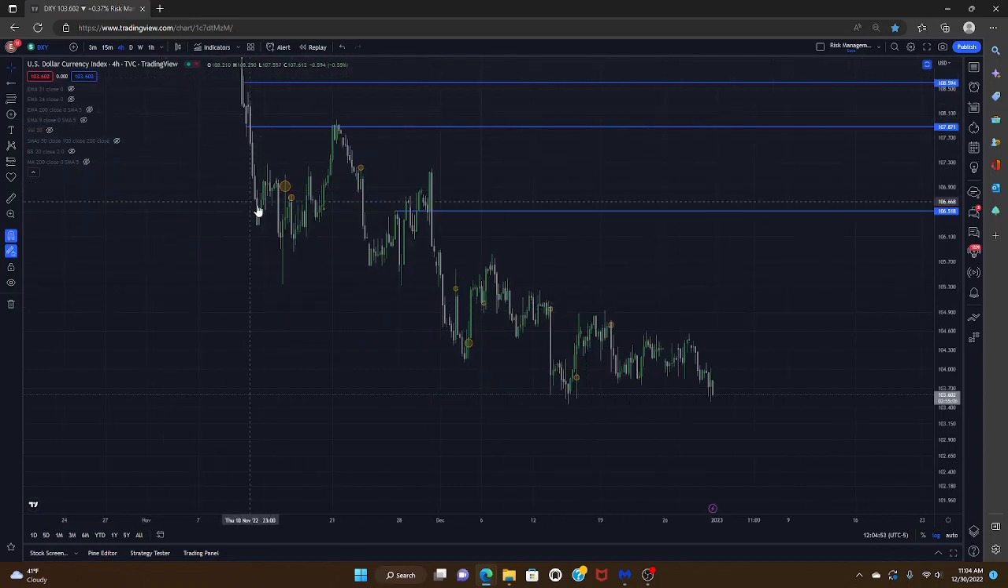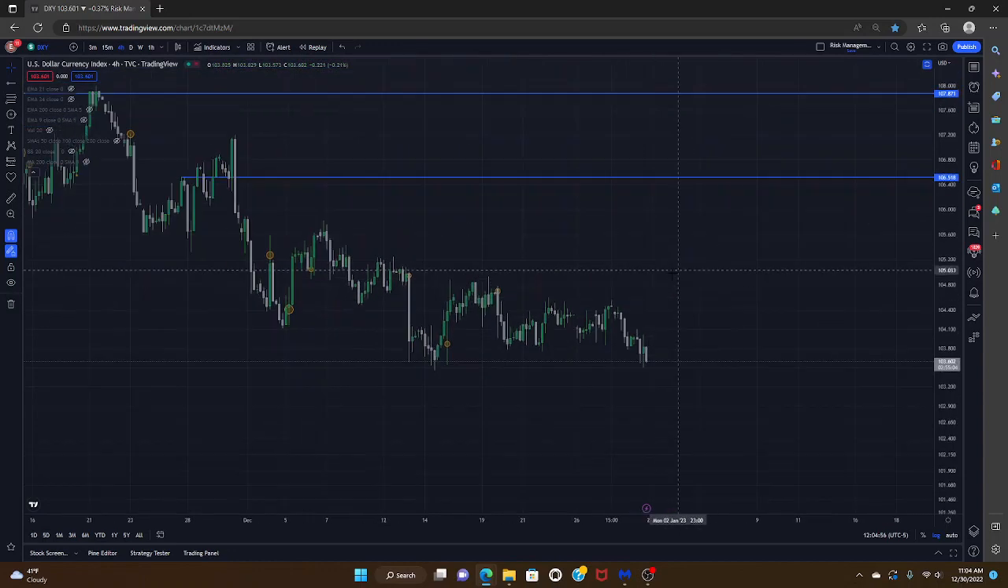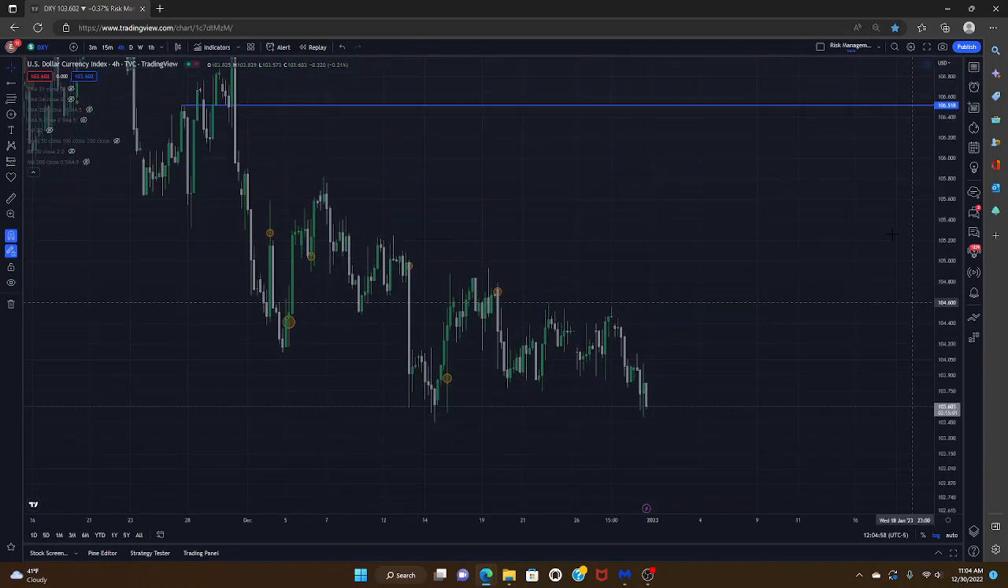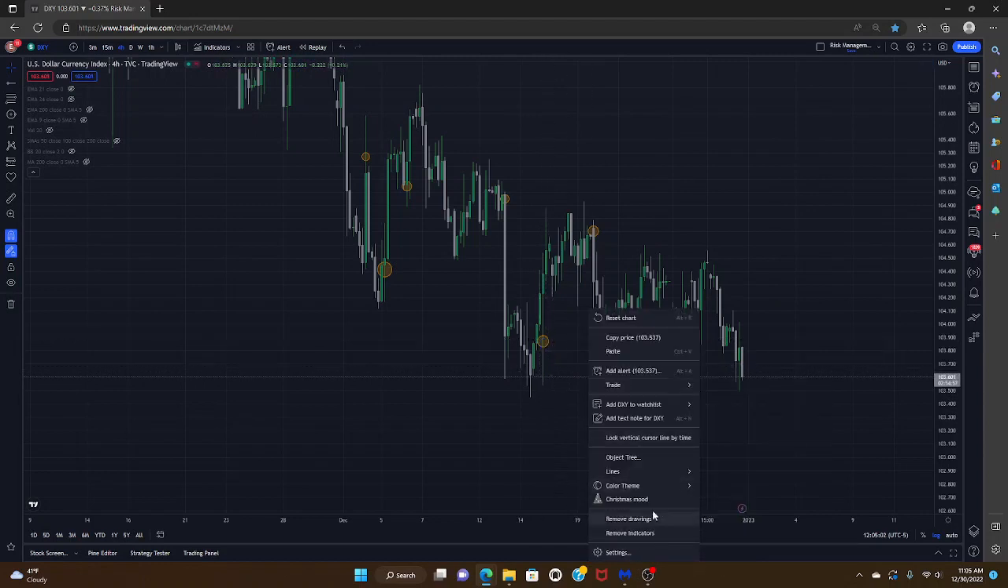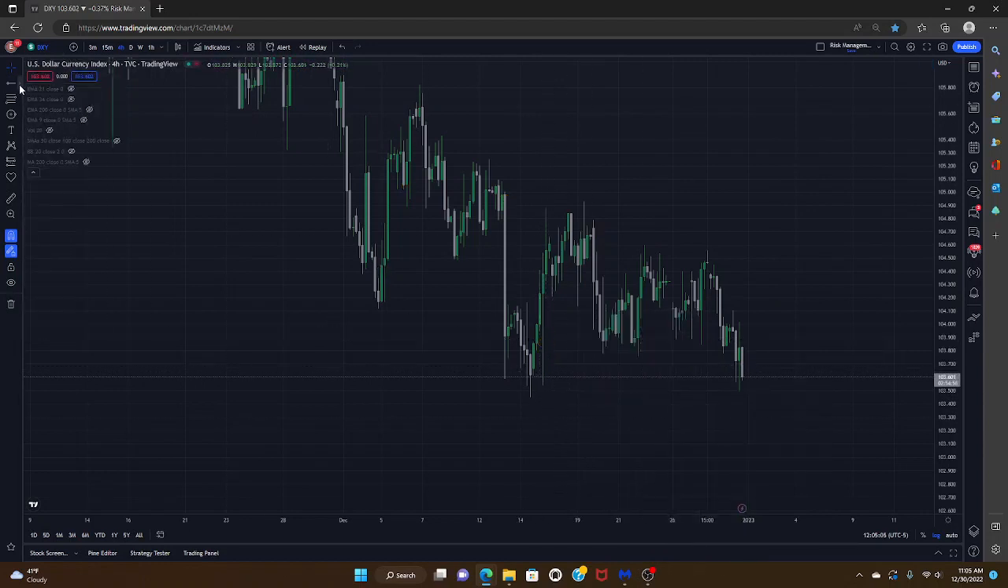Now, we don't know how long it will consolidate for, but all we can do is identify that we are in that period of volatility contraction. And you can take everything off the chart. You can measure it.